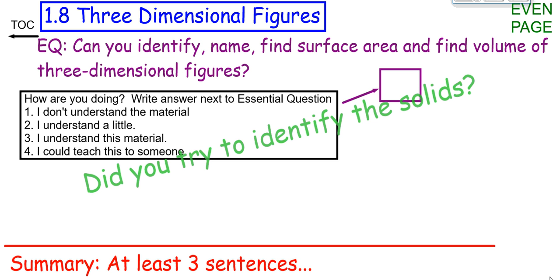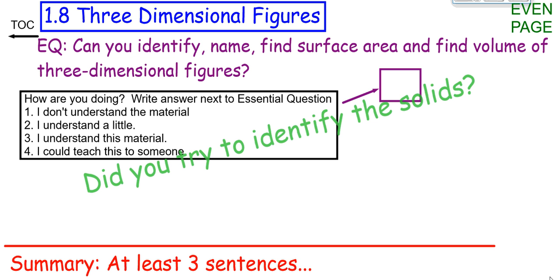You should have 3 handouts for this lesson, and this is 1/8 three-dimensional figures. The essential question: can you identify, name, find surface area, and find the volume of 3-dimensional figures? And you should have written your level of understanding there.